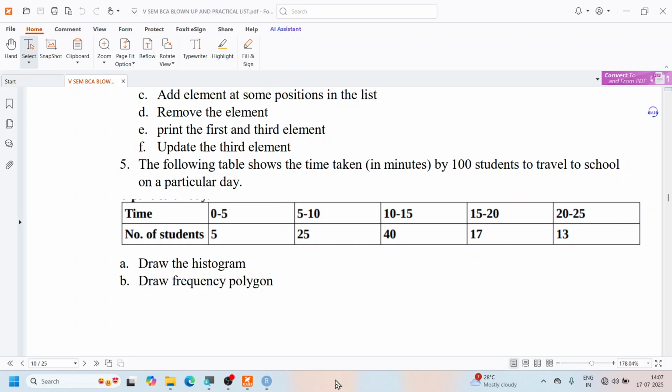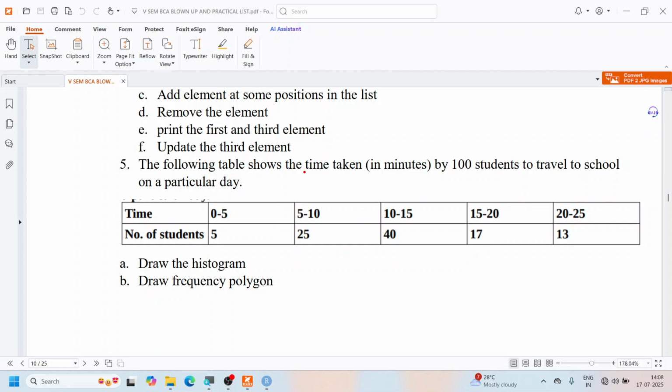Let us solve exercise number 5 in part A of the R programming language lab. In this exercise, we are supposed to draw a histogram and also draw a frequency polygon for the table that is shown over here. So let's look at the question first. The question reads as follows.